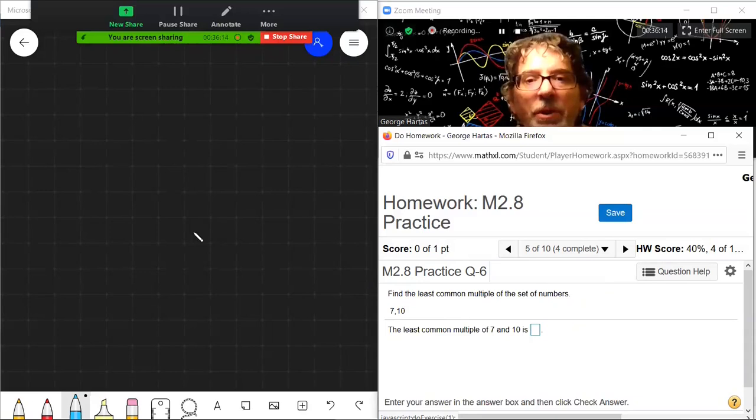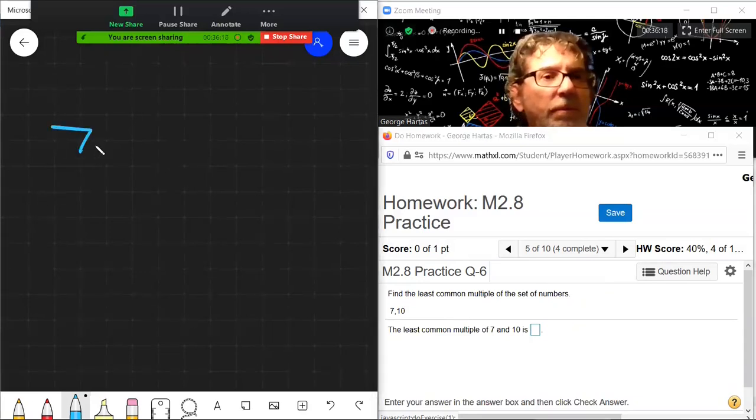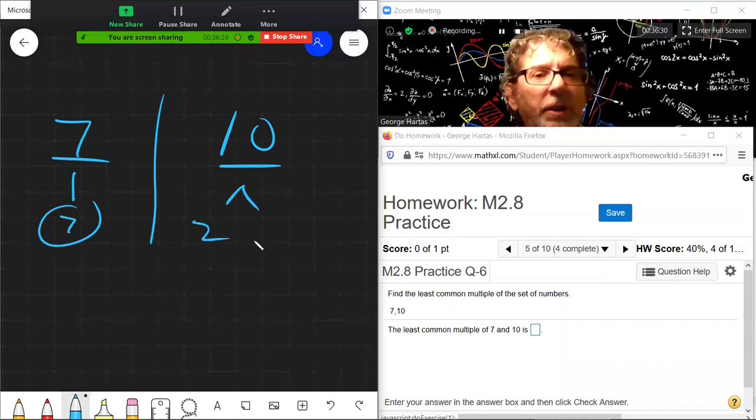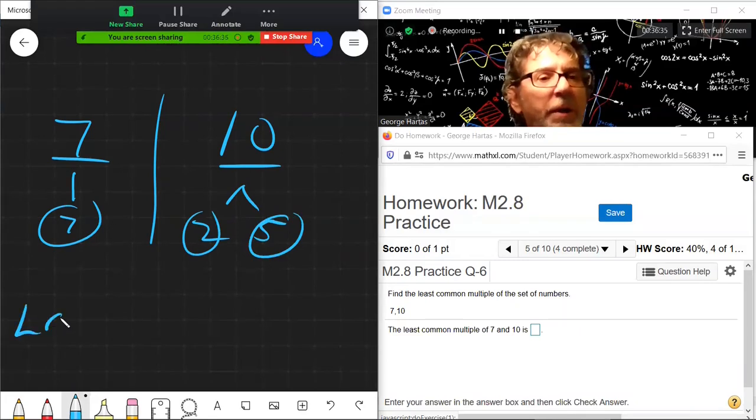Find the least common multiple of the set of numbers. All right, so we have 7 and 10. 7 is prime, bring it down, circle it. 10 is the same as 2 times 5. Circle, circle. LCM. 1 7 here, no 7s here. The side with the most comes down. There are more 7s here.